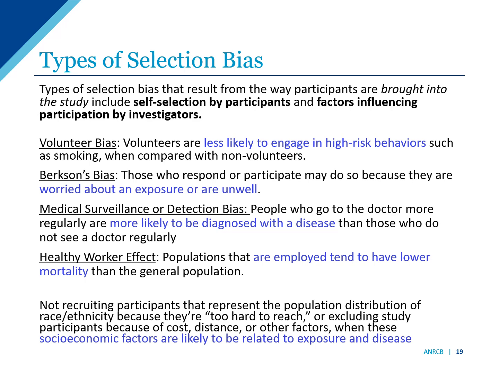And if you choose to build a cohort, for example, from an employee group, you should know that employed people tend to have lower mortality than the general population, at least in the United States, and that could differ in different areas. And finally, excluding members of a population because of cost, distance, or other factors, or because you believe they are too difficult to engage, can cause bias and is, in some cases, unethical.